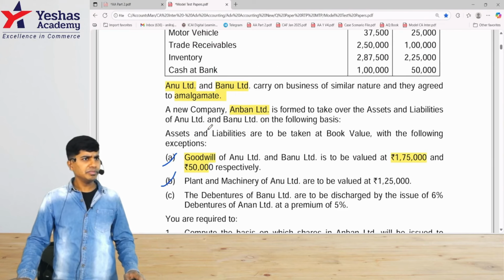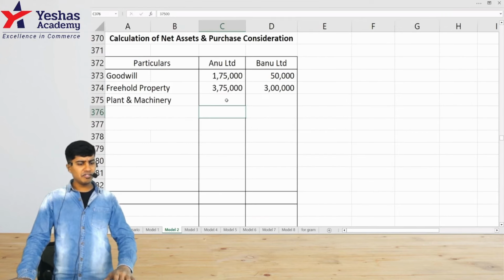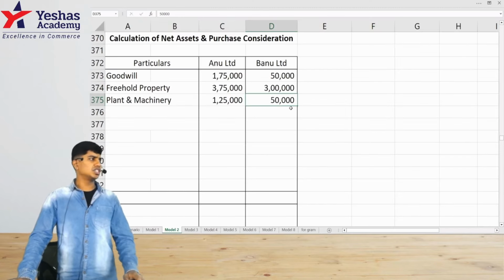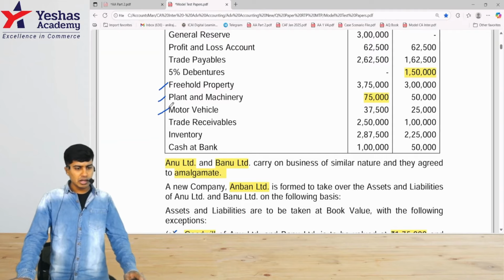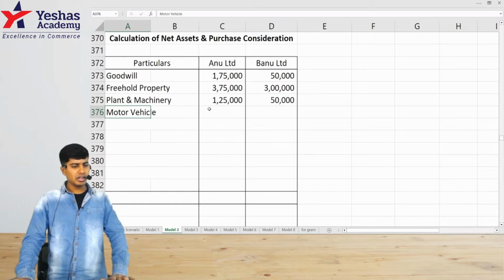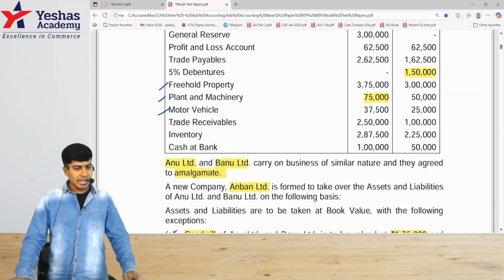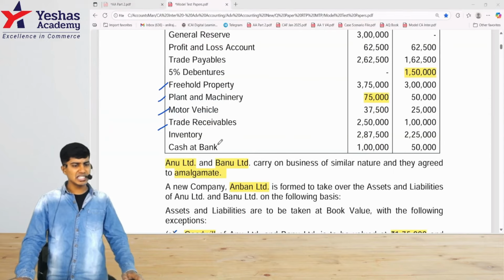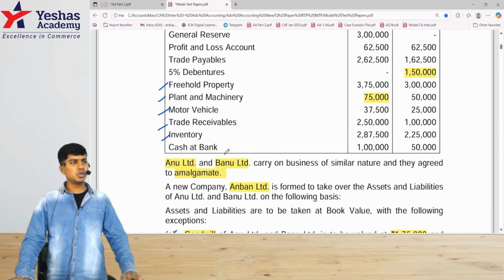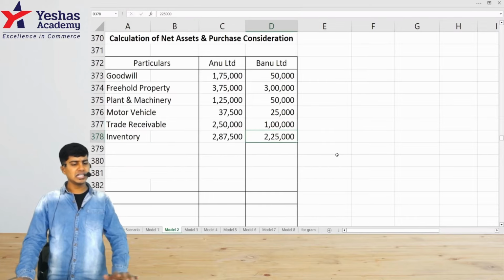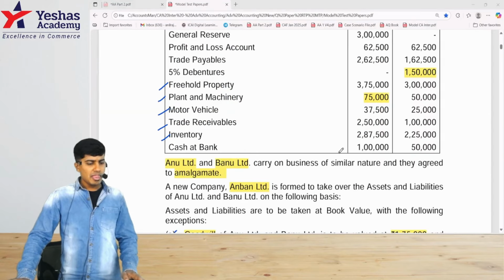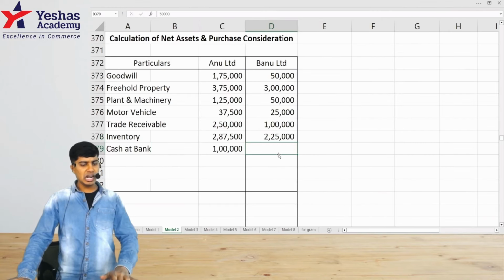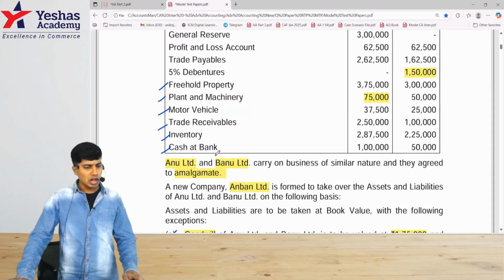Will I take it at 75? I'll take it at 1,25,000. And Banu, 50. That's going to be 50. There's no change there. After that, motor vehicle. How much is the motor vehicle? 37,525. Then I have with me trade receivables, 2 lakh 50, 1 lakh. No change. Then inventory 287,500, 225. No change. Write it as it is. Then cash at bank 1 lakh and 50. Same to same. All the assets are done.